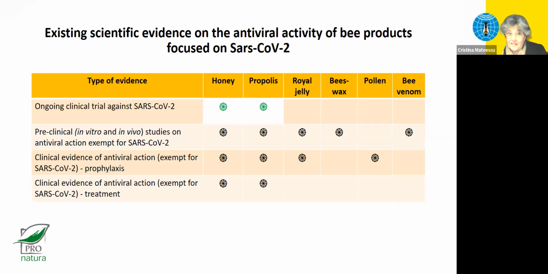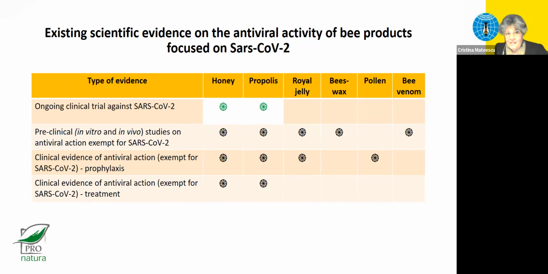The ongoing clinical trials against SARS-CoV-2 are only valid with honey and propolis. We have a study on propolis carried out in Brazil on patients that were sick with COVID, and also honey, but honey not alone, only together with another vegetal material like Nigella sativa.